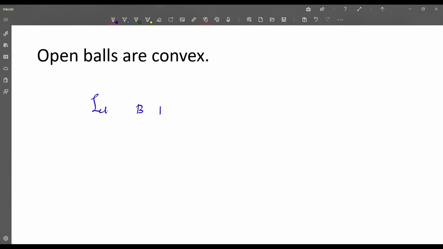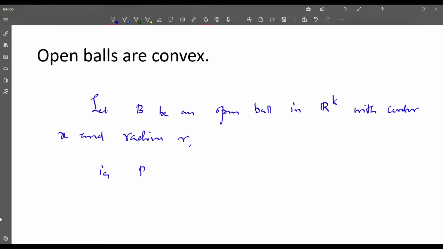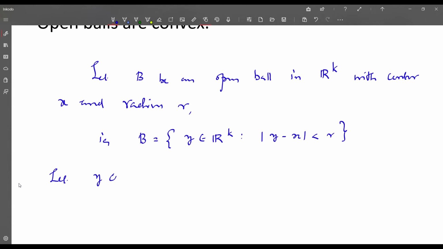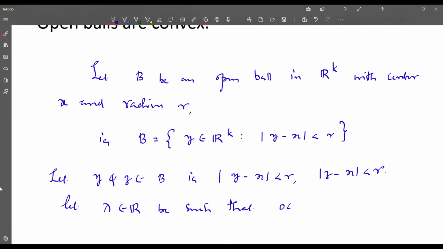Let B be an open ball in R^k with center x and radius r. That is, B is the set of all y in R^k such that |y − x| < r. Let y and z belong to B. That is, |y − x| < r and |z − x| < r. Let λ belong to R be such that 0 < λ < 1.